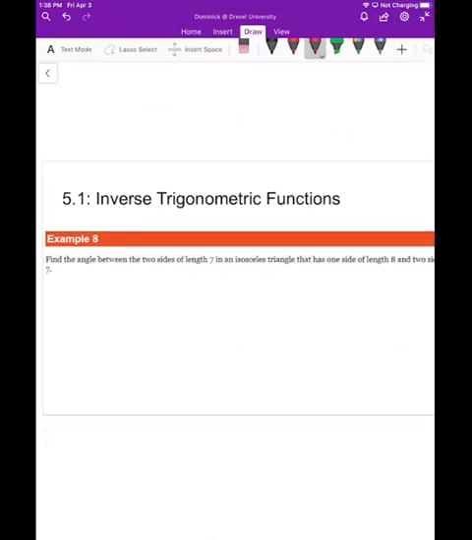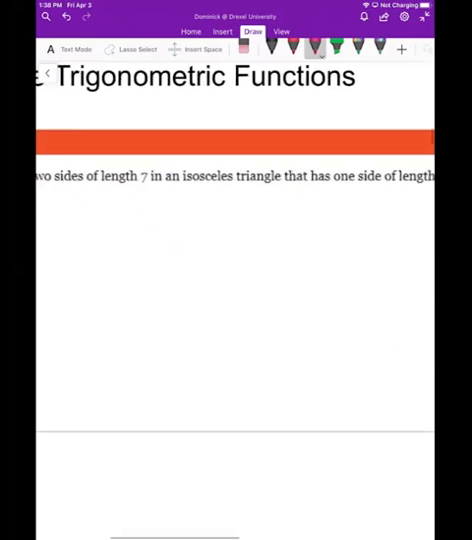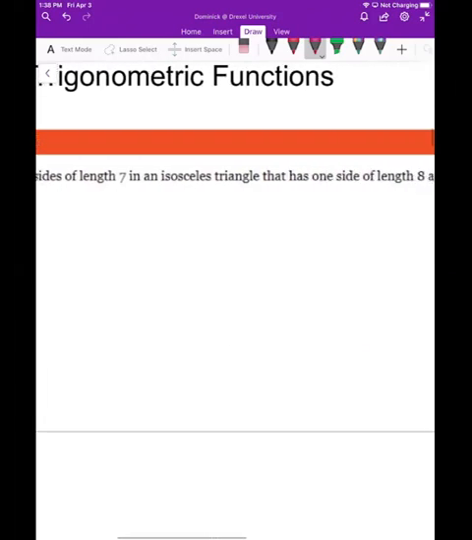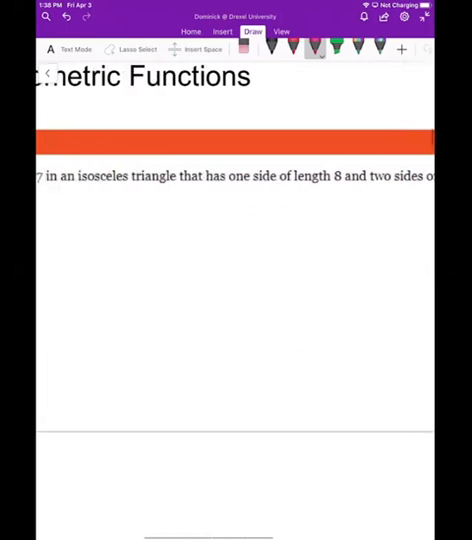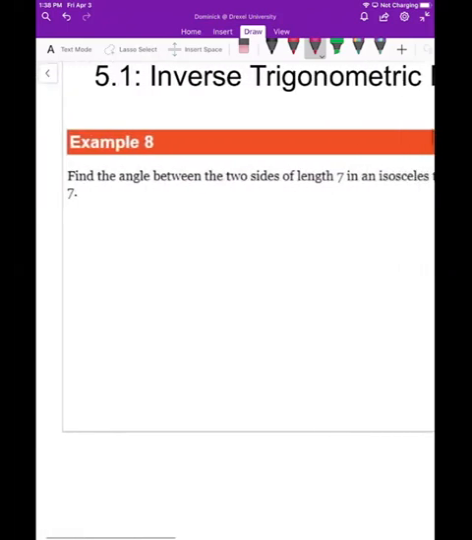Okay, now can we extend this to a non-right triangle? Well, let's take a look. We want to find the angle between the two side lengths of 7 in an isosceles triangle that has the other side length 8, and the two sides are length 7. So we have something like this. If these two are both 7 and this is 8, and I want to find this angle here, well, here's what we can do.